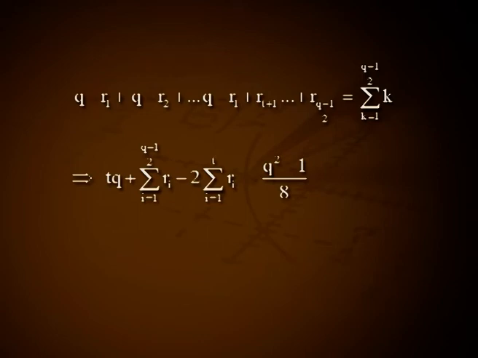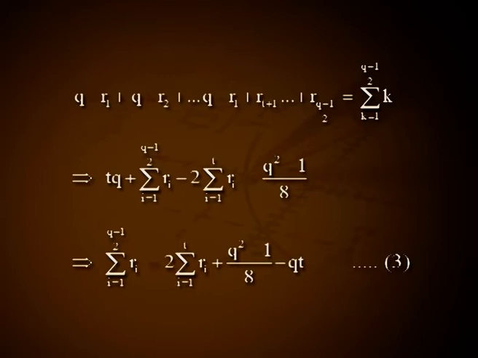Therefore, (q - r1) + (q - r2) + etc. + (q - rt) + r_{t+1} + etc. + r_{(q-1)/2} = Σ_{k=1}^{(q-1)/2} k, which implies tq + Σ_{i=1}^{(q-1)/2} ri - 2Σ_{i=1}^{t} ri = (q²-1)/8, which implies Σ_{i=1}^{(q-1)/2} ri = 2Σ_{i=1}^{t} ri + (q²-1)/8 - qt. Equation number 3.